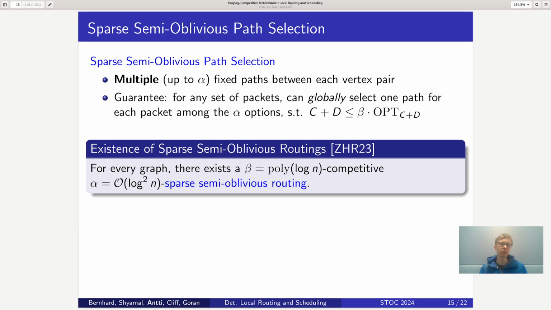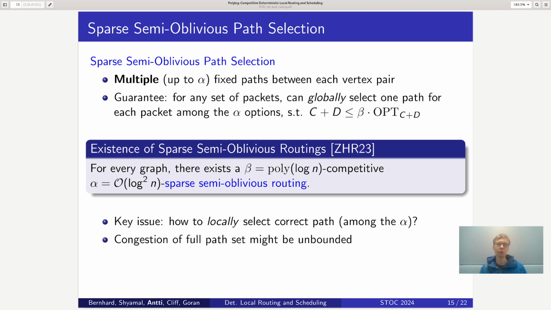So, a very recent result showed that for any graph there is a polylog n competitive, polylog n sparse, as in there are only polylog n paths between every vertex pair, and we can then centrally select one path among those polylog n for each packet to have polylog n times the optimum congestion plus dilation sparse semi-oblivious routing. So this is entirely deterministic. The problem, of course, is how do you locally select the correct path? This result essentially only states the existence of the good paths.